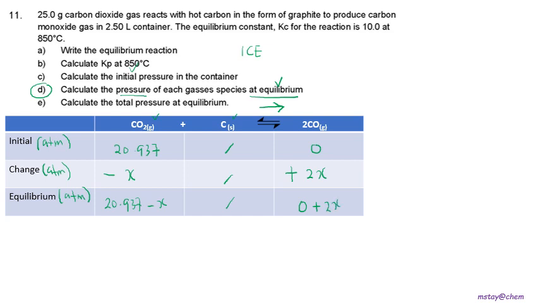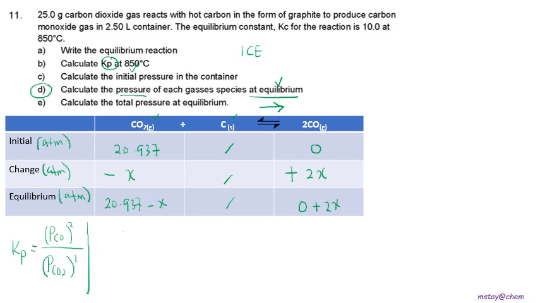Next, we are going to determine the pressures of the gases. The information that we have is the Kp. After we write the ICE table, we proceed with either Kp or Kc according to the question. In this question, we use Kp equal to the partial pressure of carbon monoxide raised to the power of 2, over the partial pressure of carbon dioxide raised to the power of 1.